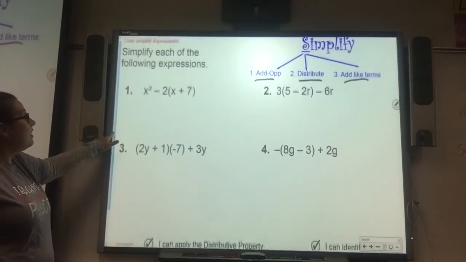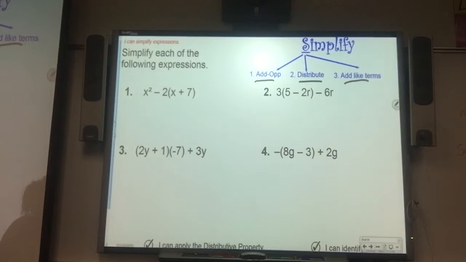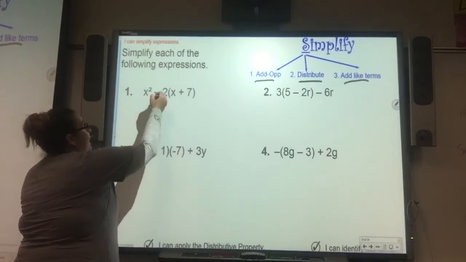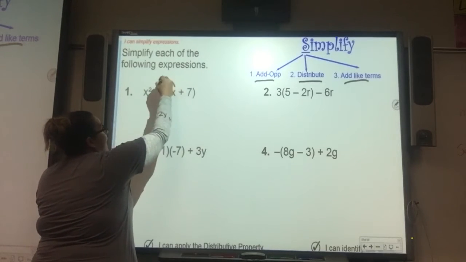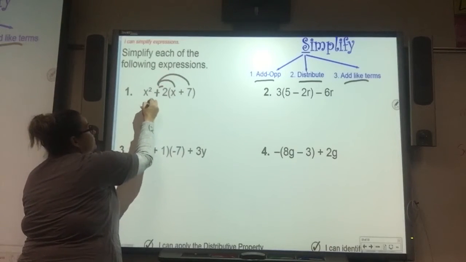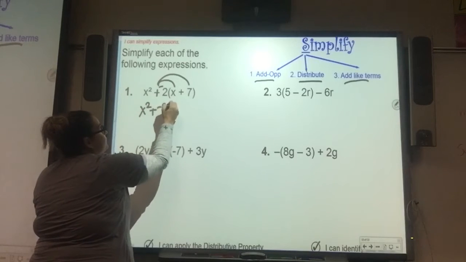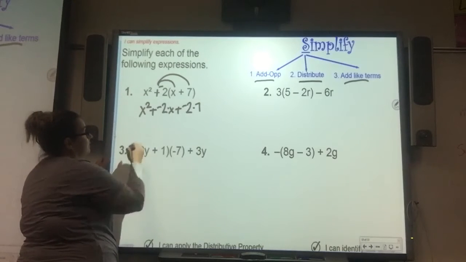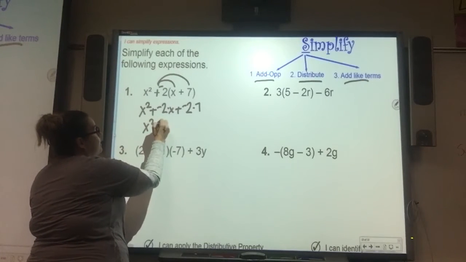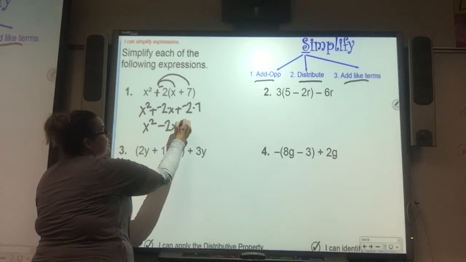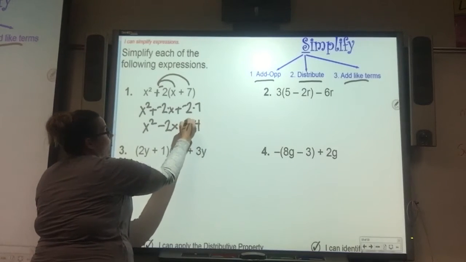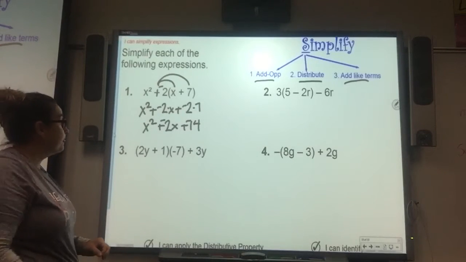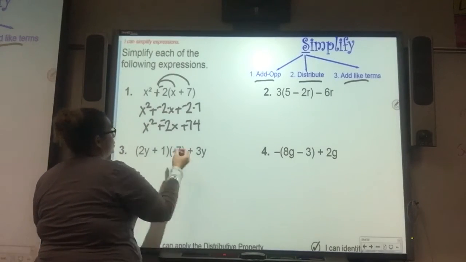So here we go. Number 1, you distribute before you subtract. So if you want to add up, you have to distribute first. So x squared plus negative 2 times x plus negative 2 times 7. So x squared minus 2x minus 14. Or you could write it as plus negative. That is your choice. We're going to combine like terms.